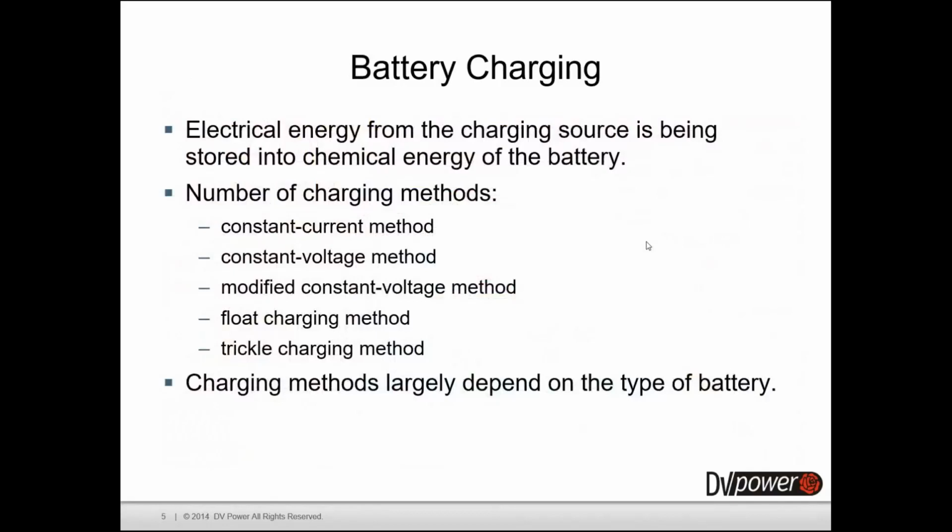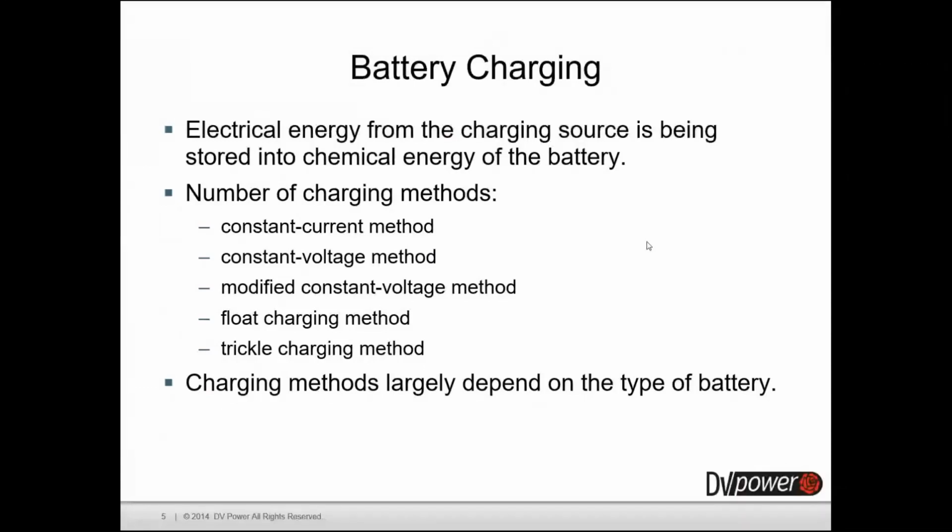So what is battery charging? It's a process where electrical energy from the charging source, from the battery charger, is stored as chemical energy in the battery. There are a lot of charging methods in the world. This is only a list of a few of them, and they largely depend on the type of battery. But they don't only depend on the type of battery. Sometimes the charging method depends on the application.